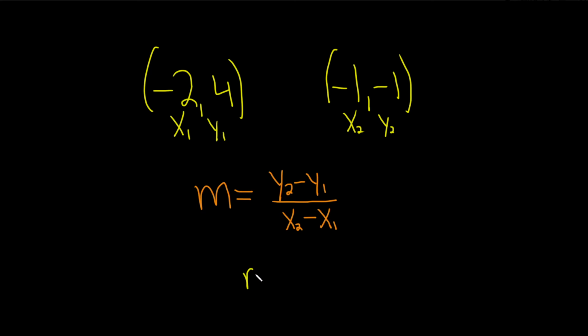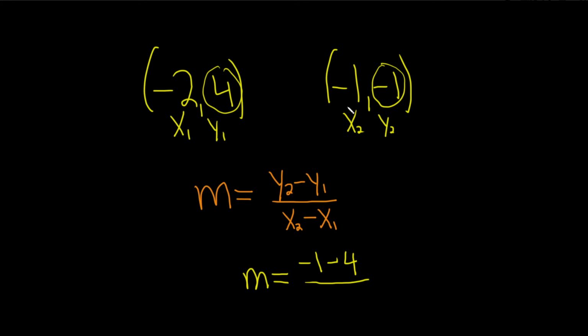All right, so let's go ahead and plug in the numbers. In the numerator, we have y2 minus y1. So that'll be -1, that's our y2, minus y1, but y1 is 4. So again, it'll be y2 minus y1, which is -1 minus 4. Then you divide, so you draw a line, and then it's x2 minus x1.